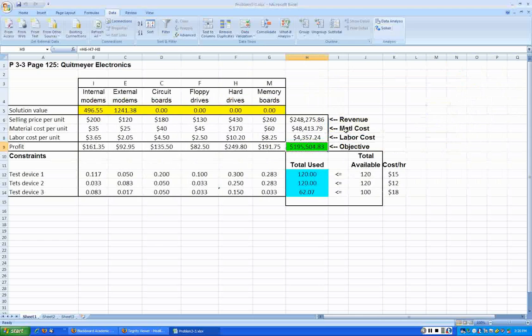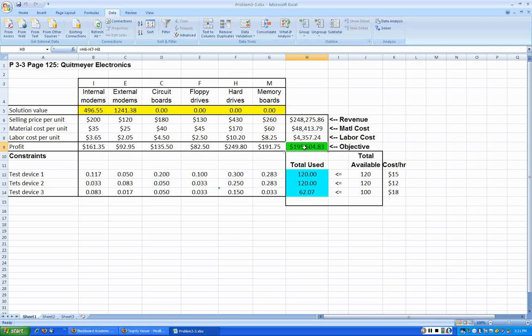All constraints satisfied. It tells you to produce 496.55 units of internal modem, 1241.38 external modem, for a total profit of $195,504.83. Now you may question that there is no way that we can produce this fraction. Yes, you are right. In linear programming, an assumption that we make is continuity. But of course you're right, we cannot.